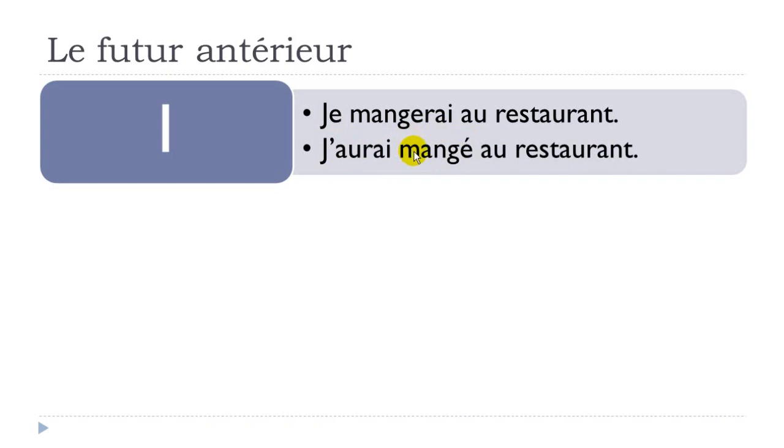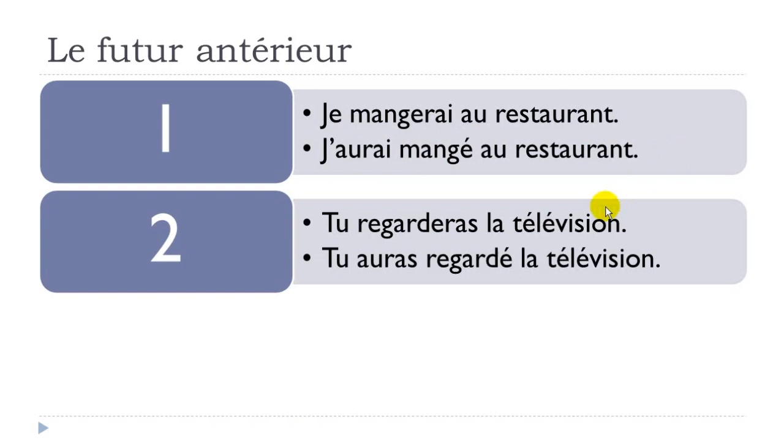Second example, if we take the sentence, tu regarderas, regarder is to watch, la télévision, okay. Tu auras regardé la télévision. So this is the same structure at the futur antérieur. What can we see? We can see avoir one more time, and it's at the future tense. And then here we can see that we've got the participe passé form.